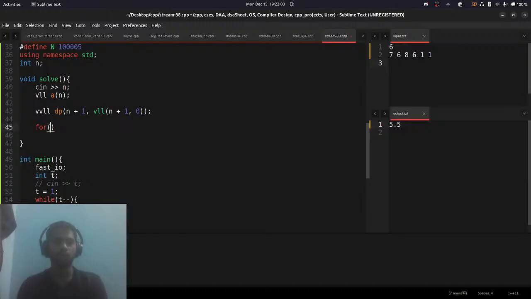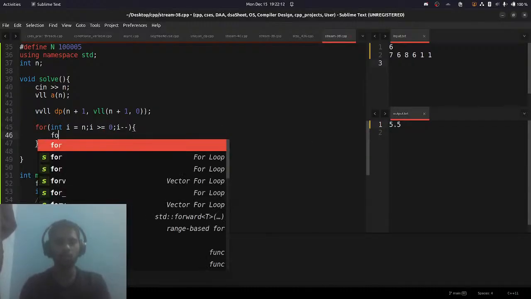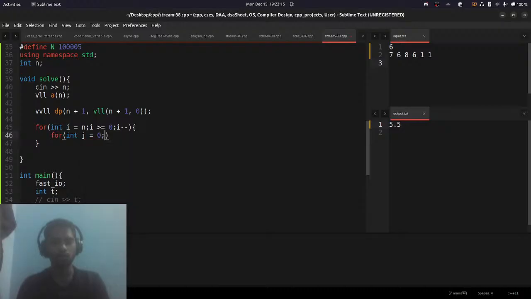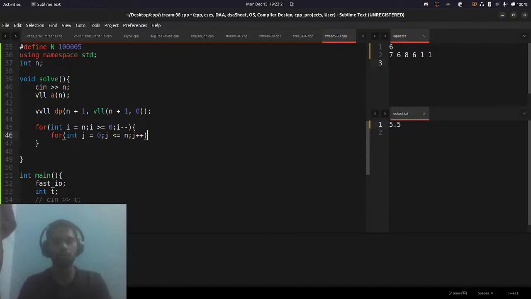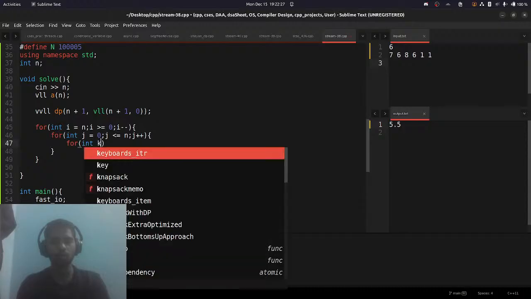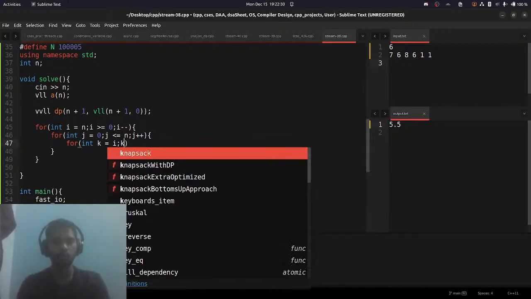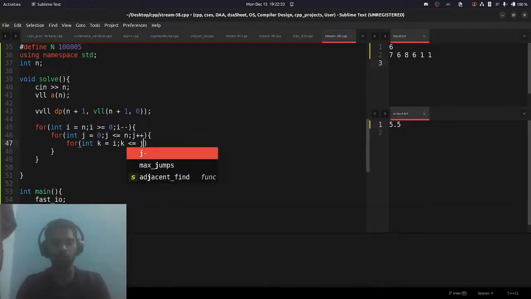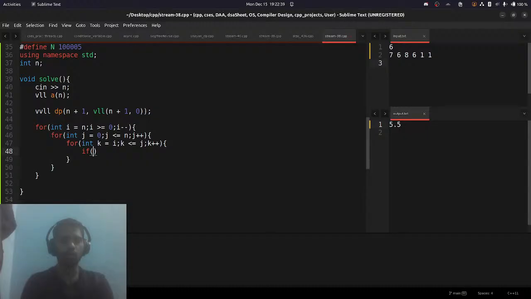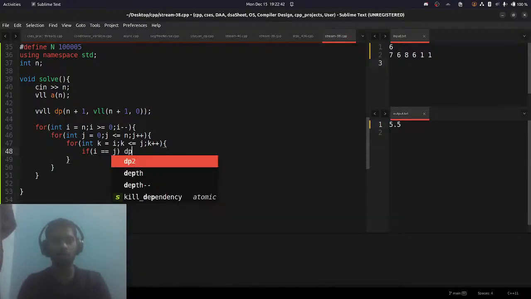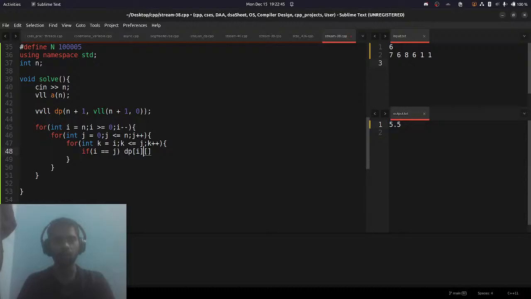So basically int I is equal to n, I greater than equal to 0, I minus minus, and int j is equal to 0, j less than equal to n, j plus plus, and here we will go for int k is equal to I, k less than equal to j, k plus plus. Okay, and if I is double equal to j, in that case dpij is 0.